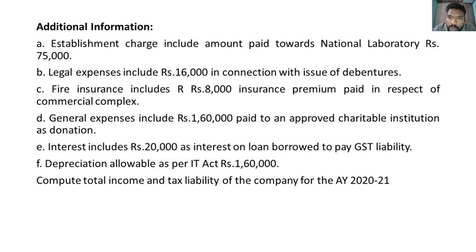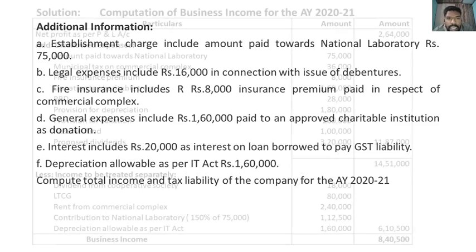Establishment charge includes amount paid towards national laboratory, rupees 75,000. Legal expense includes 16,000 in connection with issue of debentures, which is an allowed expenditure. Fire insurance includes 8,000 insurance premium paid in respect of commercial complex, disallowed. General expense includes 60,000 paid to an approved charitable institution, disallowed. Interest includes 20,000 as interest on loan borrowed to pay GST liability. It's allowed expenditure. Depreciation: actual depreciation they have given as per IT Act. Compute total income and tax liability.